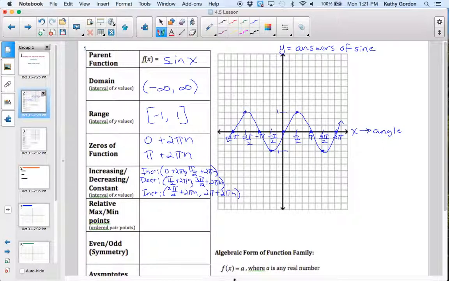Yep. Could you write the increasing as negative pi over 2 to pi over 2, or not really? Yeah, you probably could.